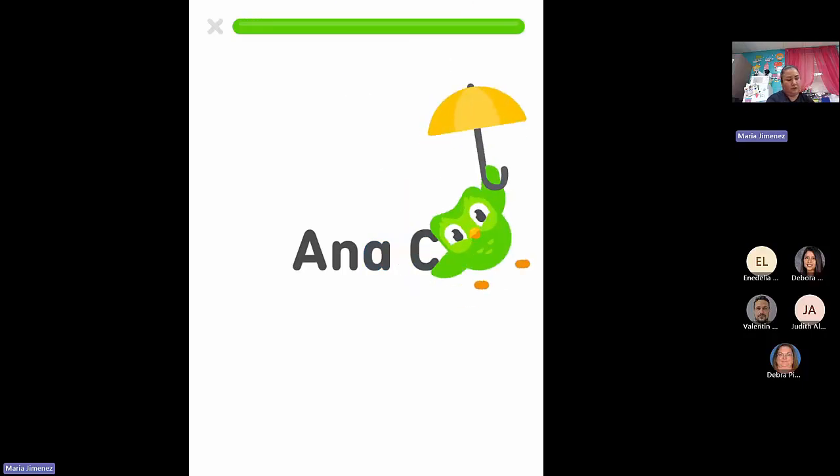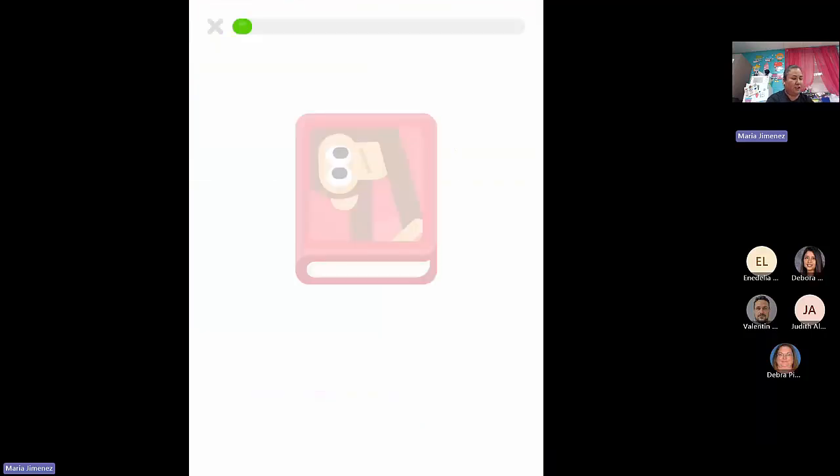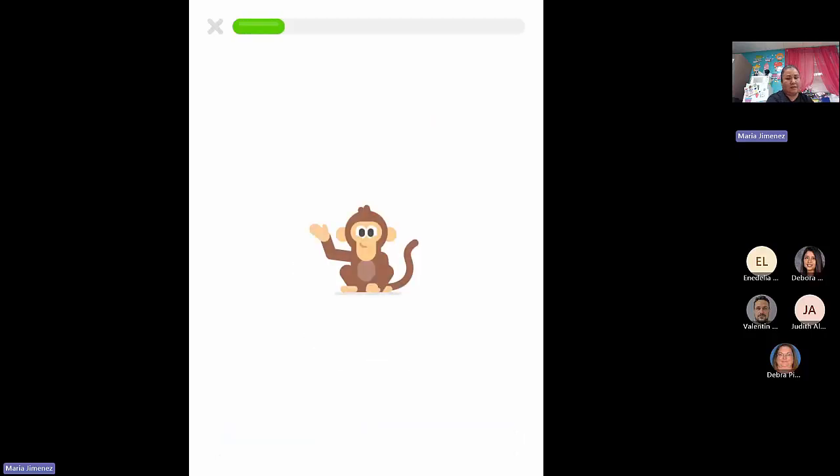A-N-A-C. So it's interactive, then it goes into "You found a story. This story is called Mad Monkeys. Tap on the arrow to start." So they have to know the arrows at the bottom and they click on it.